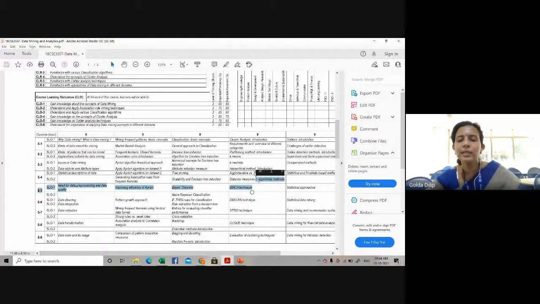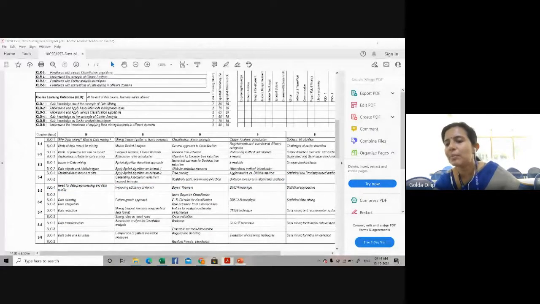So we completed Birch. Next we move on to the DBSCAN technique, which is nothing but the density-based clustering technique.